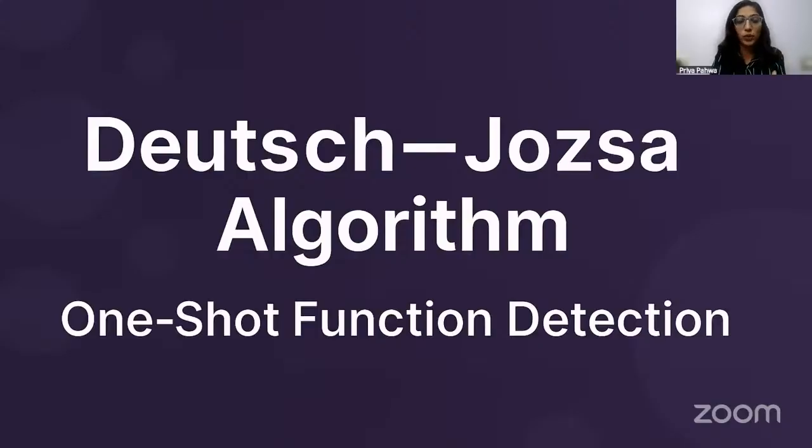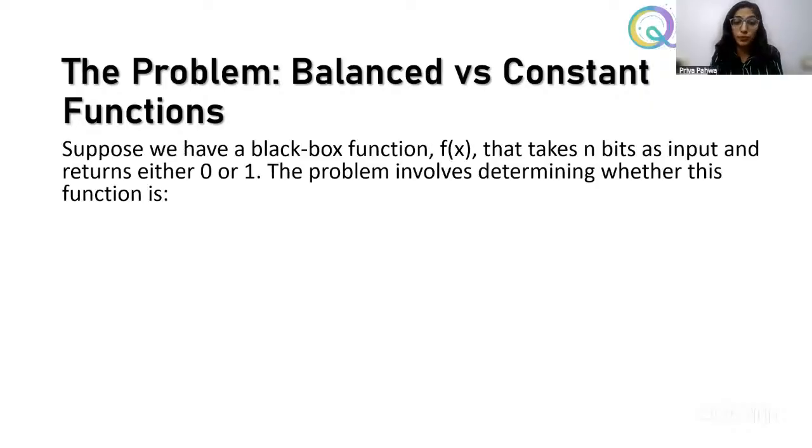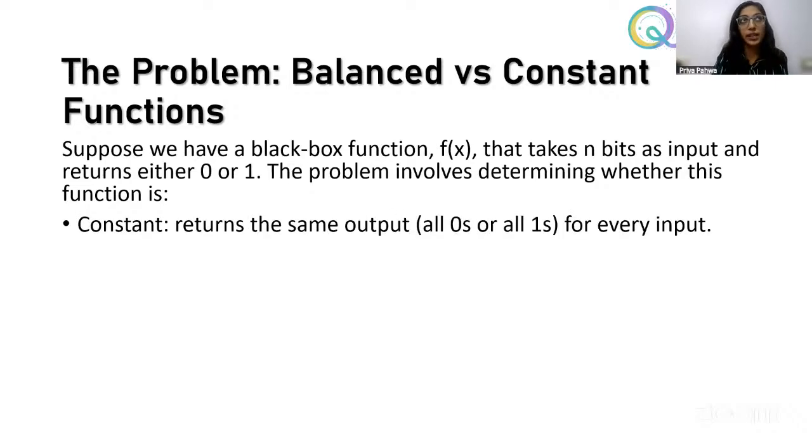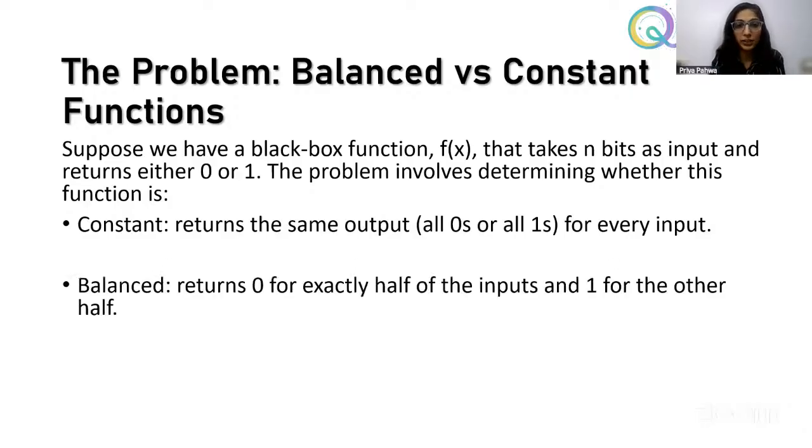So let's understand what we mean by a function being constant or balanced. Suppose we have a black box, that is the oracle, and it takes n bits as input and returns either 0 or 1. The problem involves determining whether this function is constant. If my function returns all zeros or all ones, I'll call my function constant. And if it returns half zeros and half ones, then it will be balanced, right?